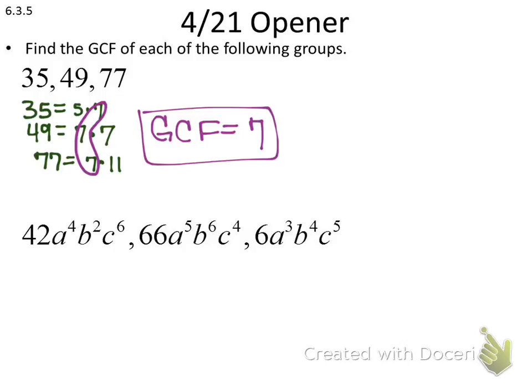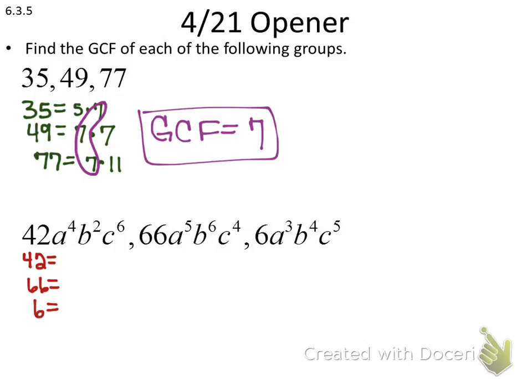That was an easy one. Now we're going to make it a little bit more difficult. So now we're going to find the prime factors for 42, 66, and 6. But after we find these prime factors, we're going to have to come back and also find the greatest common factor for the variables. But we'll worry about that in just a second.